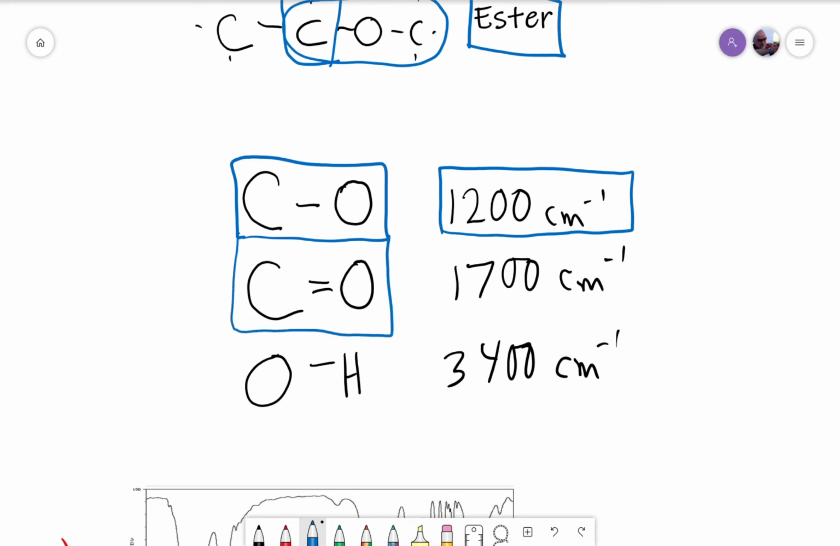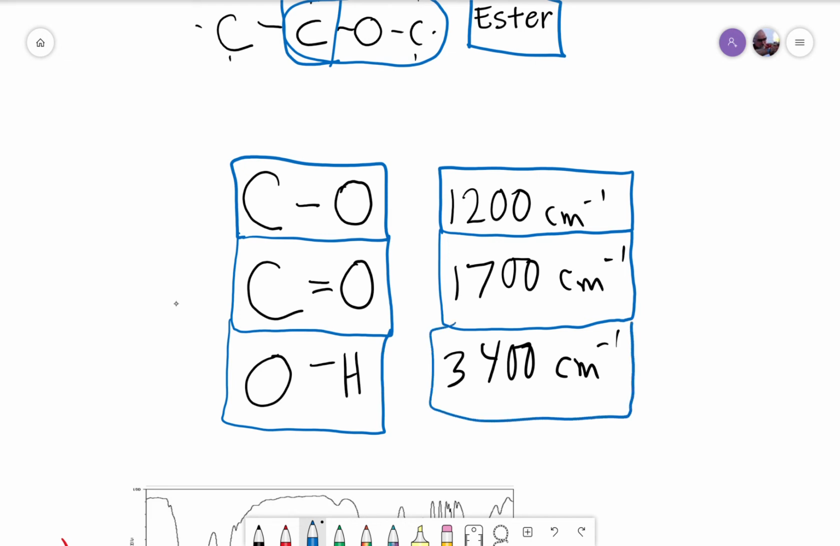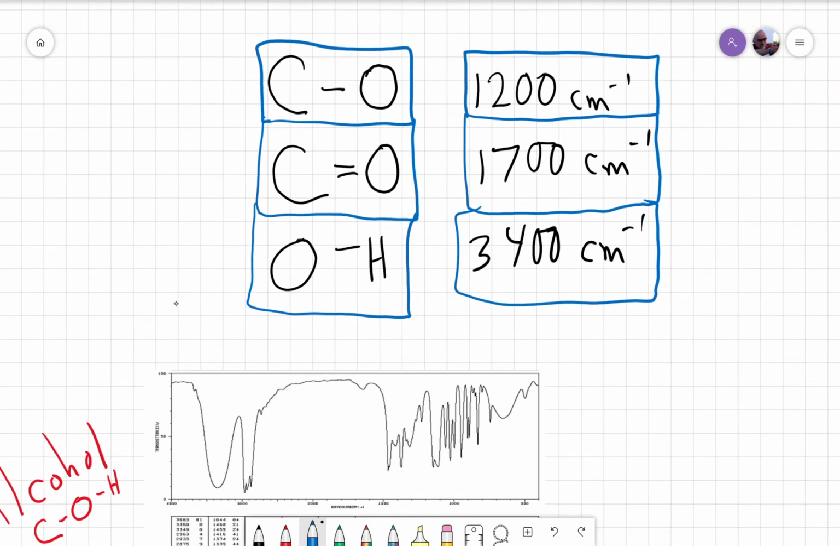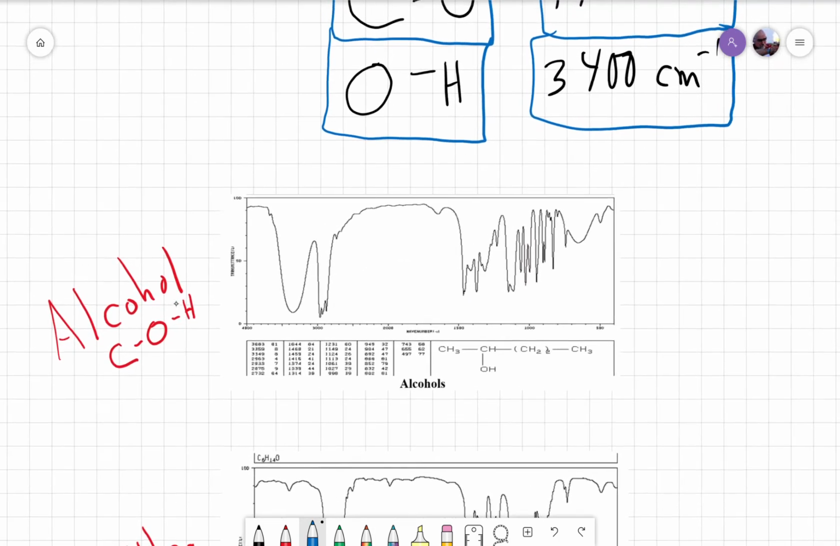We have a carbon-oxygen double bond, which again we discussed in earlier videos, shows up at about 1700. And so the only thing we're adding on is the oxygen-hydrogen, which shows up at about 3400 reciprocal centimeters. Those 3 stretches are the major components of oxygen-containing molecules in an IR spectrum. Recognizing them is actually pretty easy.